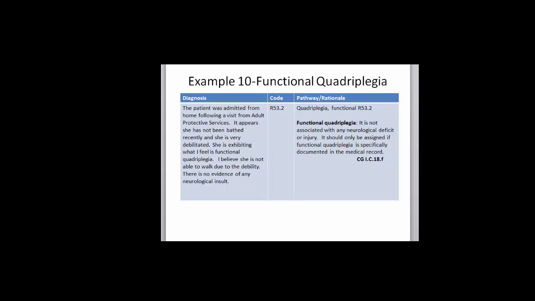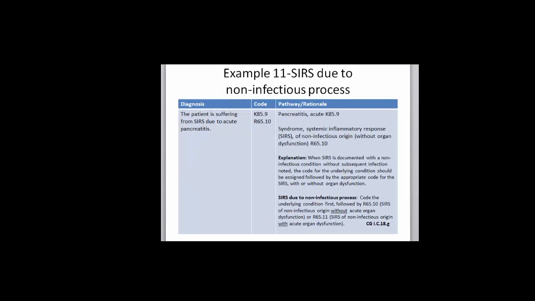And here is SIRS, or a systemic inflammatory response, SIRS. SIRS due to a non-infectious process. It is not uncommon to have a SIRS diagnosis because of an infection that's just become rampant through the whole body. This is an example of a patient having that systemic response, but it's non-infectious. The example we've been given is acute pancreatitis.